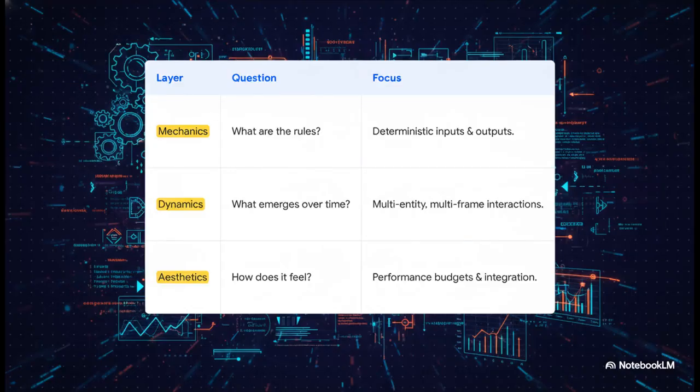Okay, but how do you decide what to specify first? The MDA framework, that's mechanics, dynamics, and aesthetics, is a brilliant way to think about this. You start with the mechanics. What are the absolute rules of the system? Then you move to dynamics. What kinds of behaviors emerge when those rules interact over time? And finally, you tackle aesthetics. How does it all feel? And here, even feel becomes testable through things like performance budgets and observable signals.